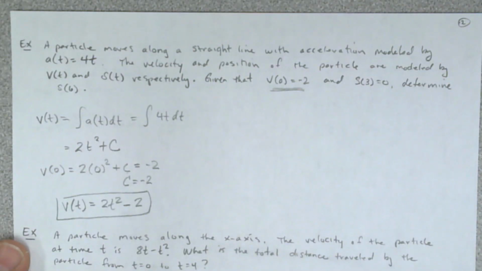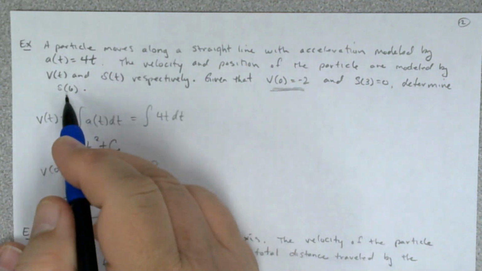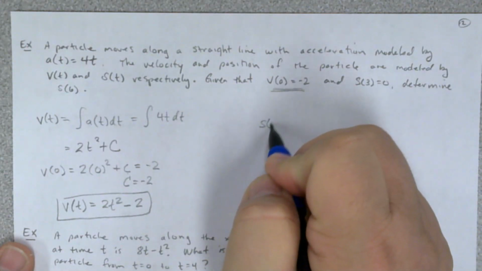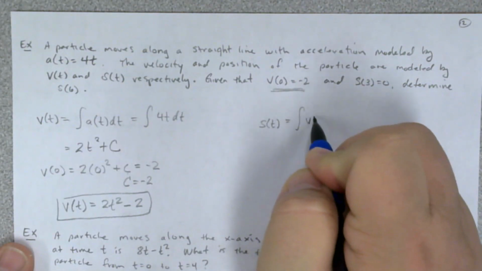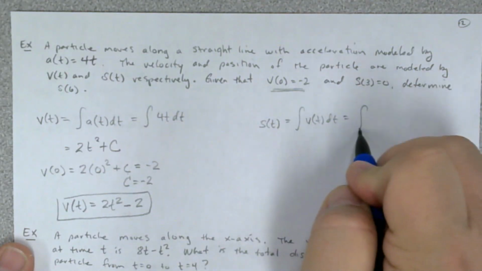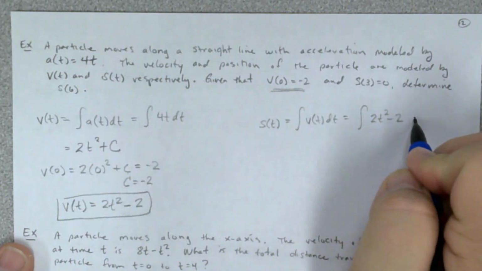Well, what is the velocity function in relation to position? Well, the position function is the antiderivative of the velocity, which means that s of t is equal to the integration of the velocity function. So I need to integrate this newfound velocity function, dt.